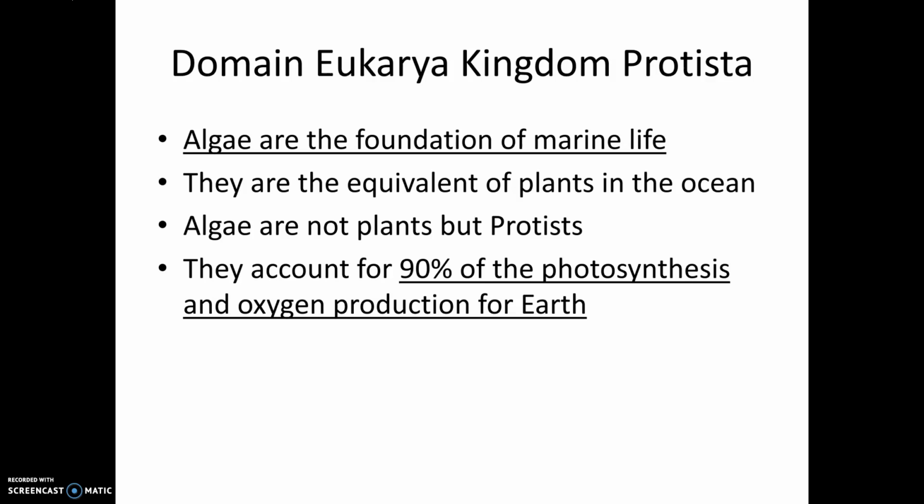So another interesting thing here, though, is that this algae or these protists account for 90% of the photosynthesis and oxygen production on Earth. So it's a huge amount coming from just this one group of protists with all these different types here. So it's really important to remember, definitely highlight this last bullet here. 90% of photosynthesis and oxygen production for Earth are coming from these algae or these protists.